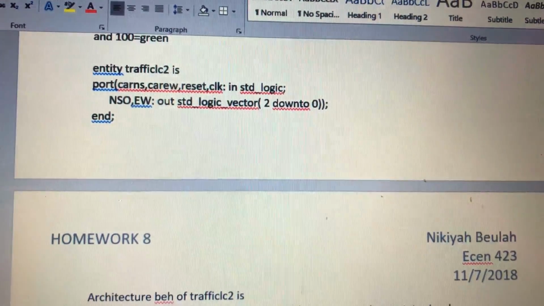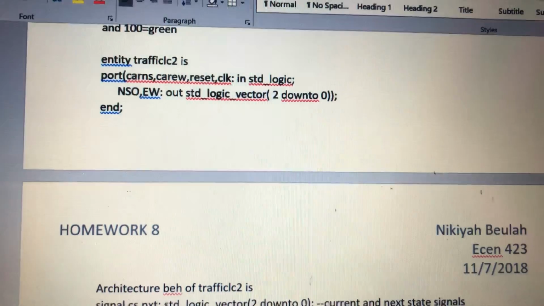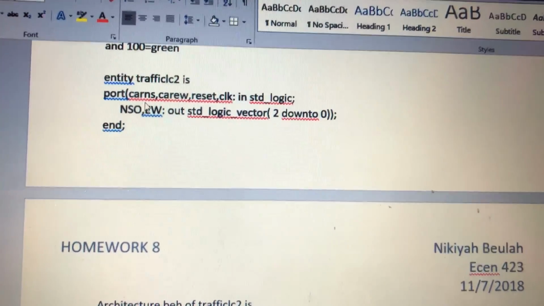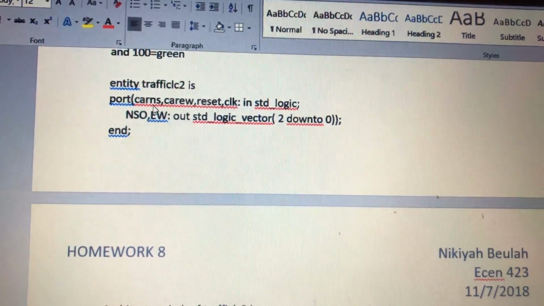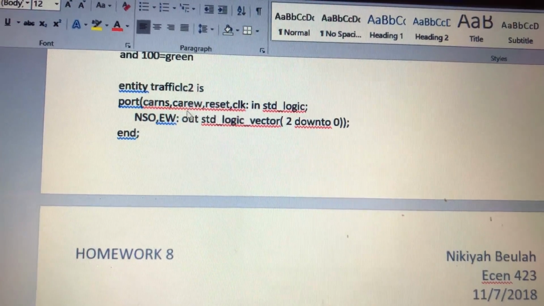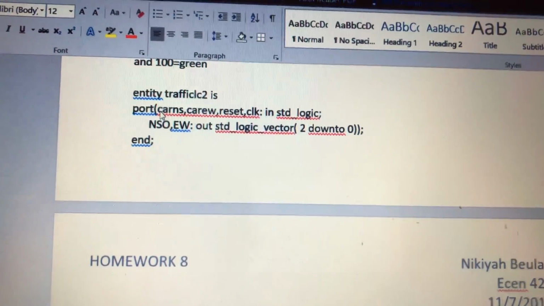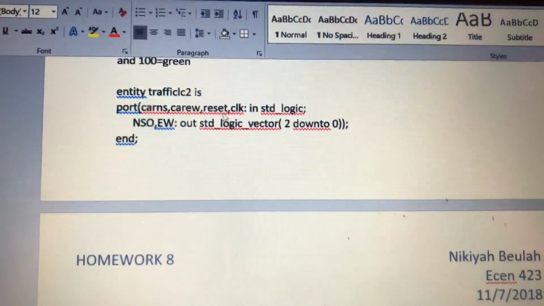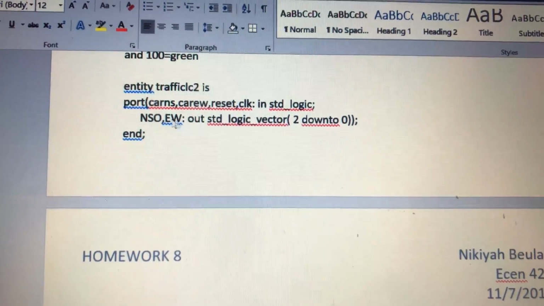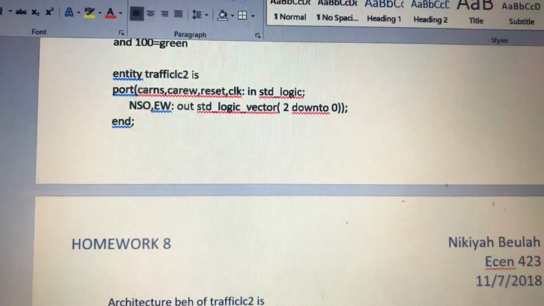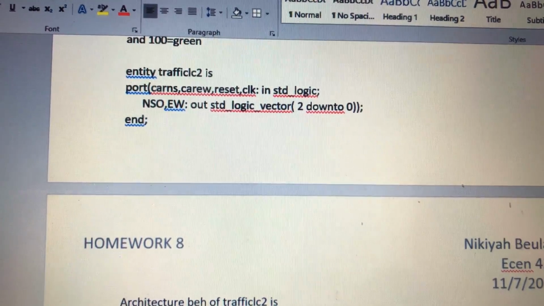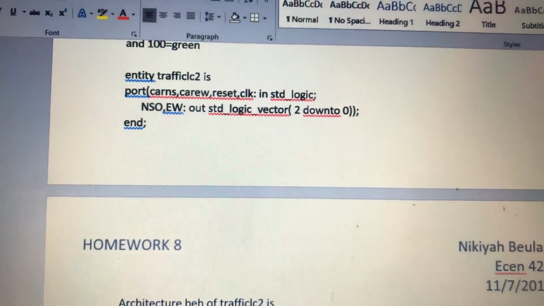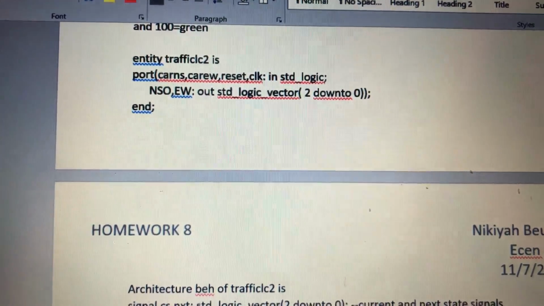So my code is very similar to my first traffic light controller. This time I named it traffic light controller 2, and I have the additional sensor. My first sensor was car east-west, and now I have a second sensor, car north-south. And I also have my reset and my clock. And then I have my north-south and east-west direction, which is still 3 bits because my green light is 100, my yellow light is 010, and then my red light will be 001.